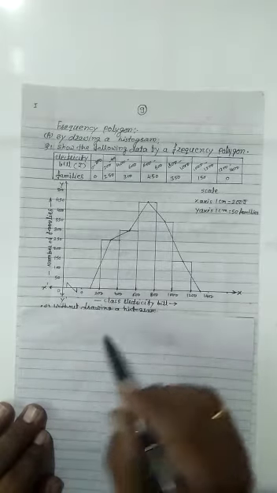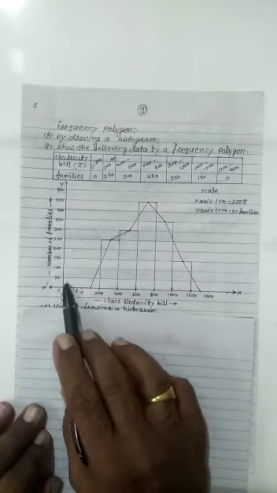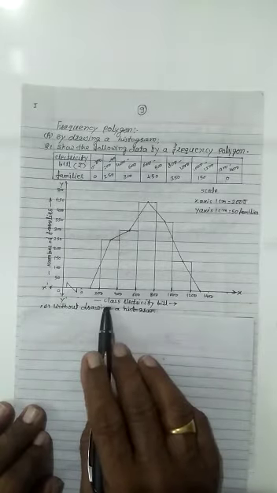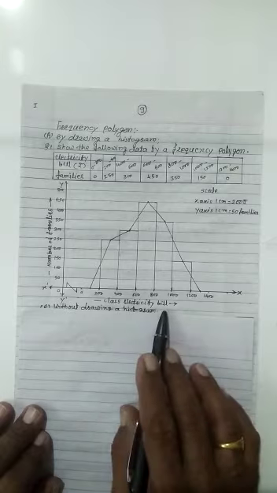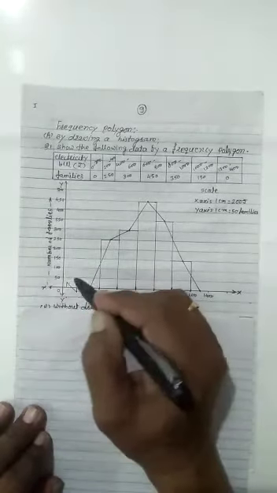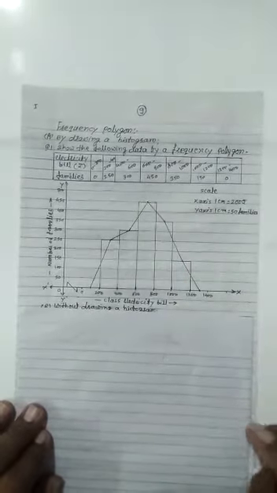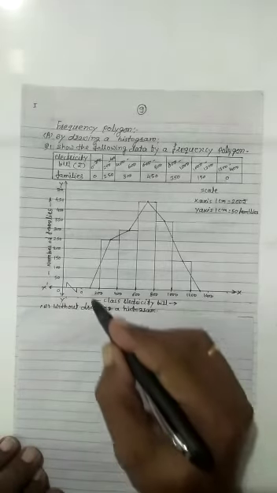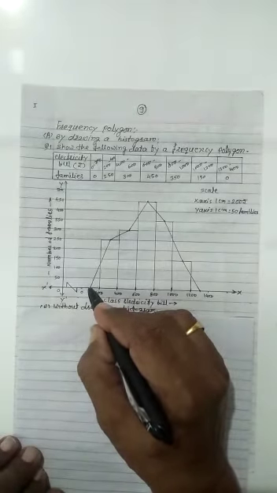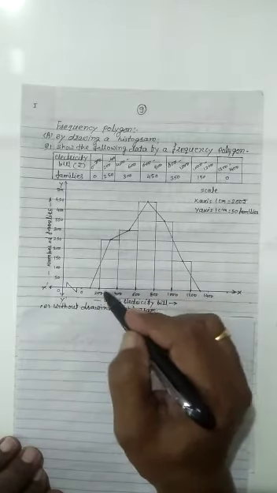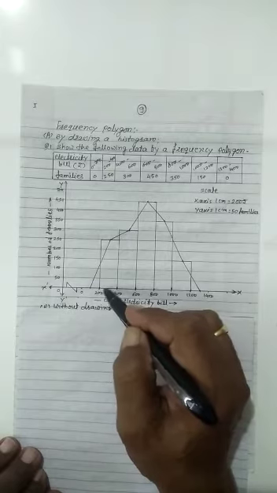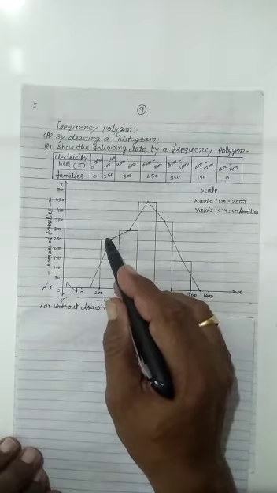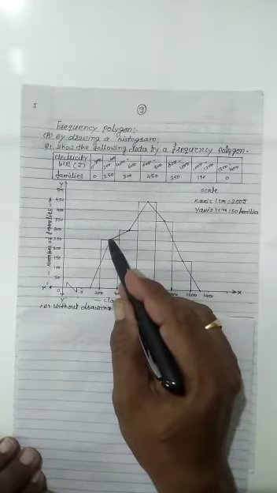Here the class width is not the same from 0, so we put this sign, the kink marks, and put classes, electricity bill, and number of families on the y-axis, and draw the histogram first. And for drawing the frequency polygon, we must take the midpoint of the top of each rectangle. This is the height and this is the base. The base and the upper side of the rectangle are the same.